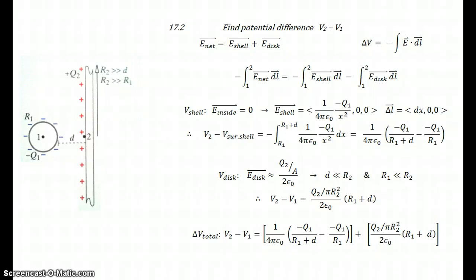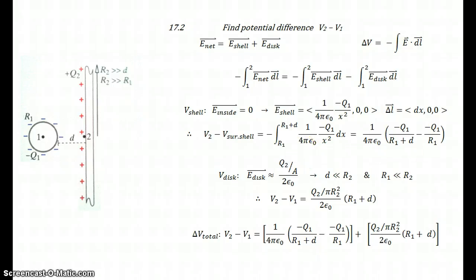And because it is a straight line from 1 to 2, I know only one variable of the delta L vector is changing. Also, because in this problem I chose to align my x-axis through these two locations, I know that delta L equals a vector with only delta x changing. Now I am able to set up and solve the integral from the surface of the shell to location 2, only due to the shell. This integral equals the electric field due to the surface, where x starts at R1 and goes to R1 plus d.